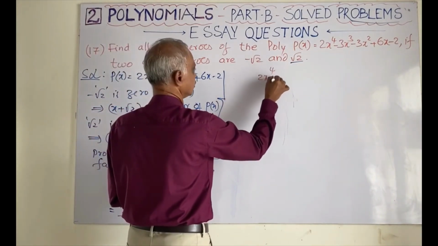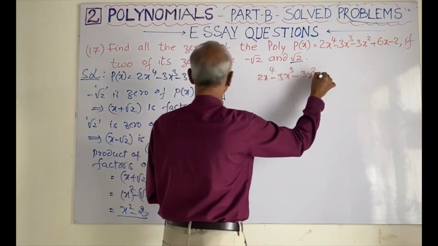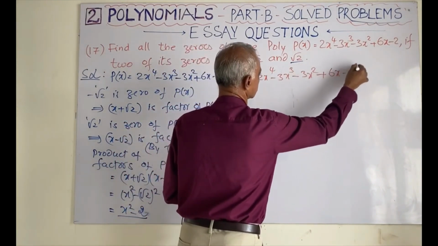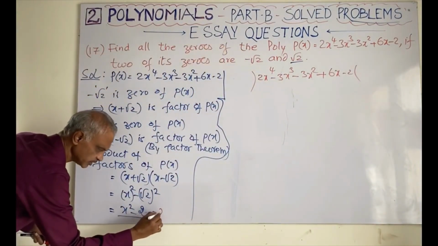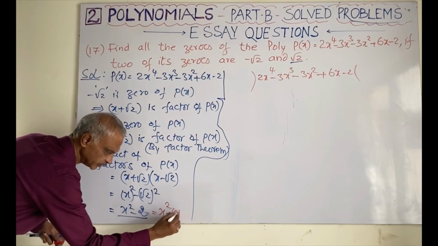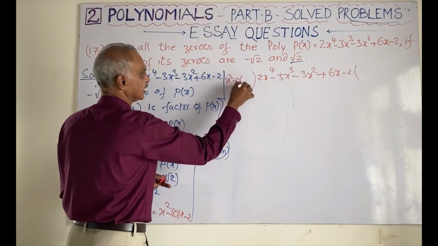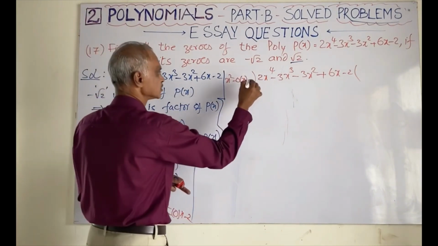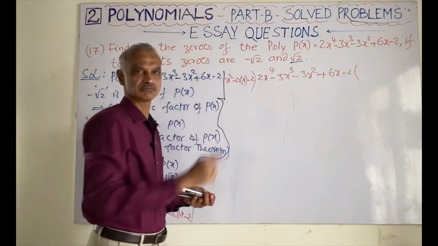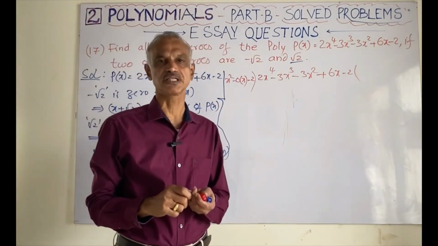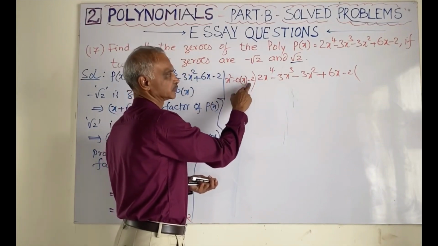x to the power of 4 minus 3x cube minus 3x square plus 6x minus 2. I will divide it with x square minus 2, meaning x square minus 0x minus 2. I have to divide it with x square, but the x term is not there. That's why I am taking x square minus 0x minus 2.